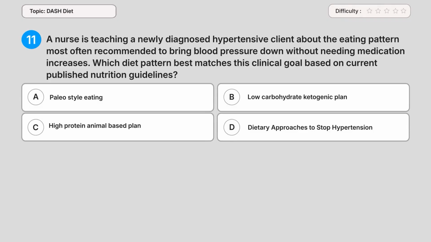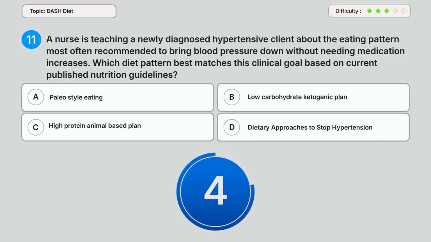11. A nurse is teaching a newly diagnosed hypertensive client about the eating pattern most often recommended to bring blood pressure down without needing medication increases. Which diet pattern best matches this clinical goal based on current published nutrition guidelines? A. Paleo-style eating. B. Low-carbohydrate ketogenic plan. C. High-protein animal-based plan. D. Dietary approaches to stop hypertension.